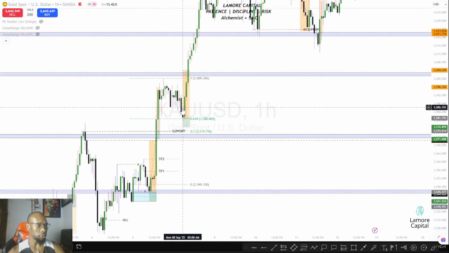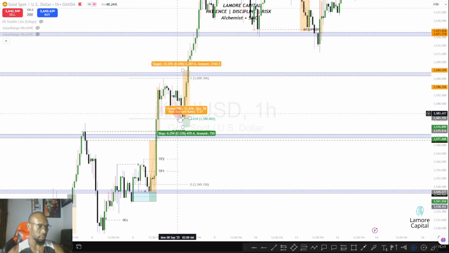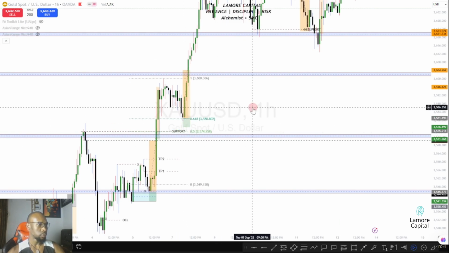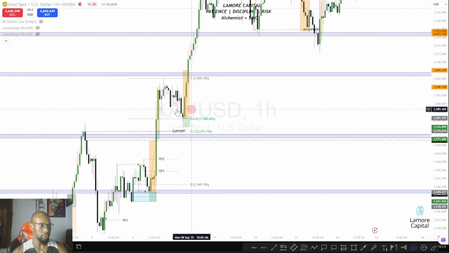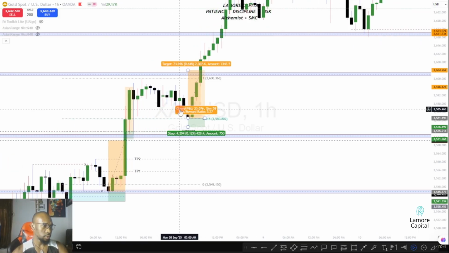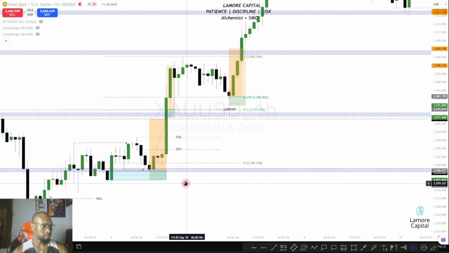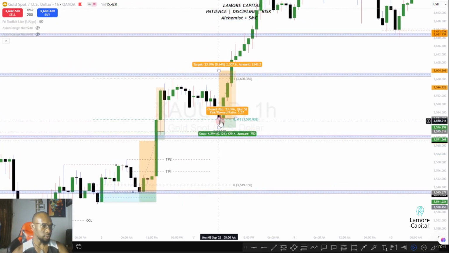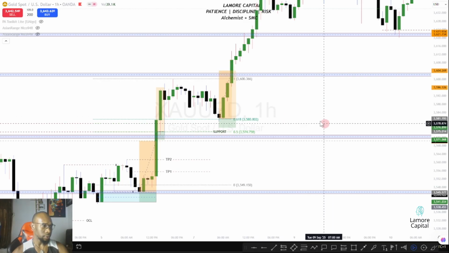So I'm going to be starting from this particular point here, this particular trade here. So without further ado, let's move straight into the trade recap. Now for this particular trade, let's analyze how we catch this trade.